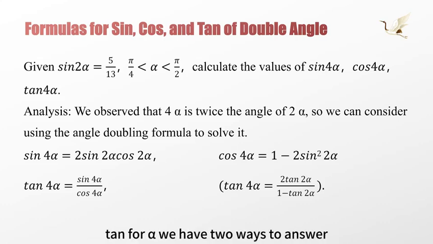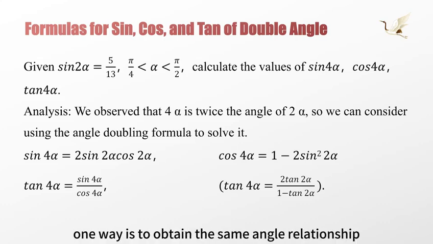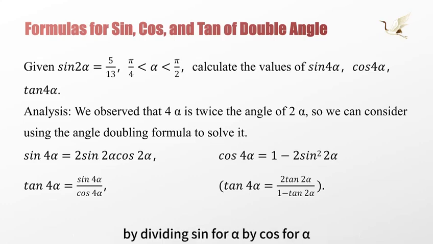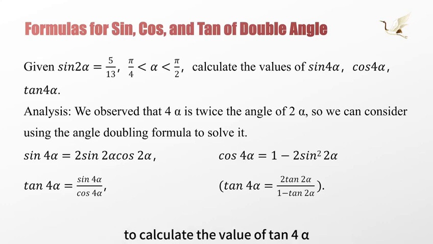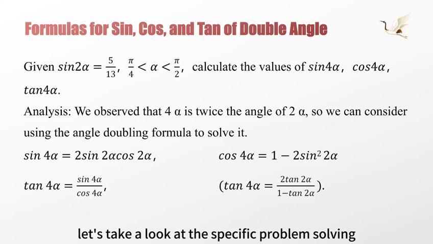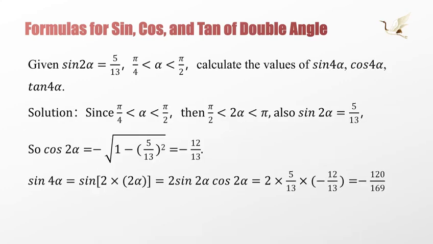Tangent 4 alpha, we have two ways to answer. One way is to obtain it by dividing sine 4 alpha by cosine 4 alpha. Alternatively, we can use sine 2 alpha to first calculate the value of tangent 2 alpha, and then use the tangent formula of double angle to calculate the value of tangent 4 alpha. Okay, now let's take a look at the specific problem-solving process.